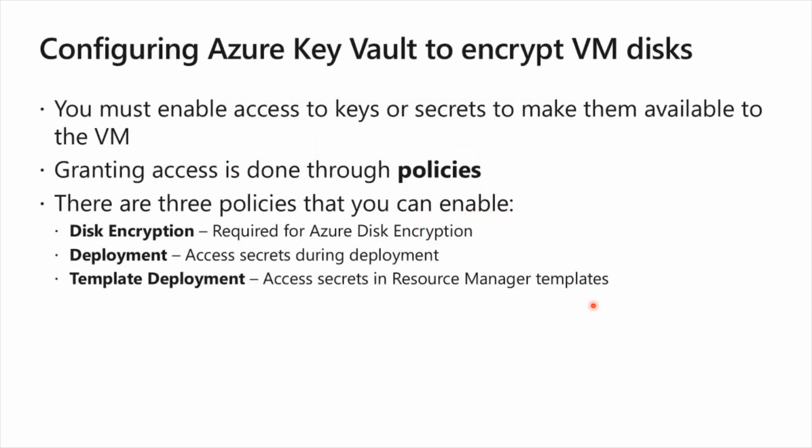Configure Azure Key Vault to encrypt VM disks. You must enable access to keys or secrets to make them available to the VM. Granting access is done through the policies, and there are three policies that you can enable: disk encryption, deployment, and template deployment. Disk encryption is required for Azure Disk Encryption, deployment allows access to secrets during deployment, and template deployment allows access to secrets in Azure Resource Manager templates.